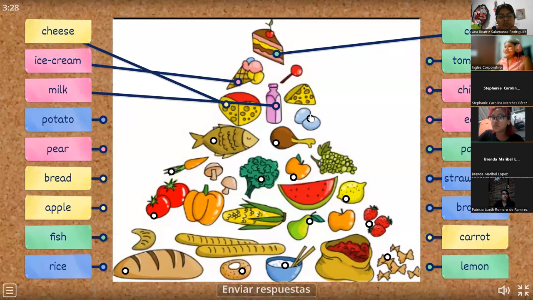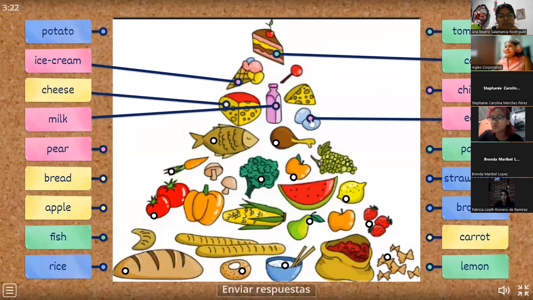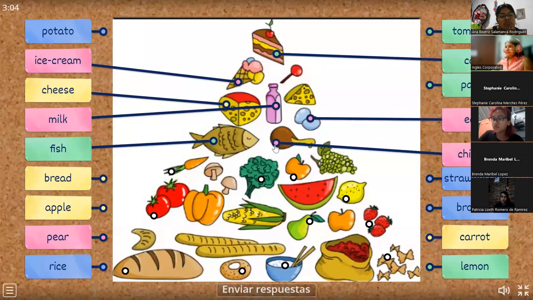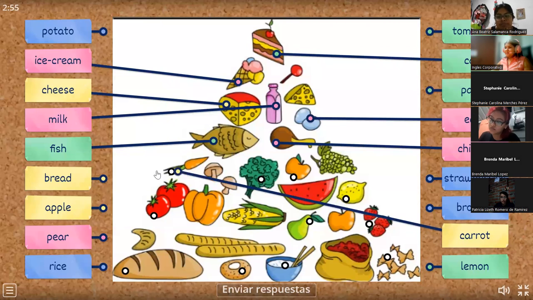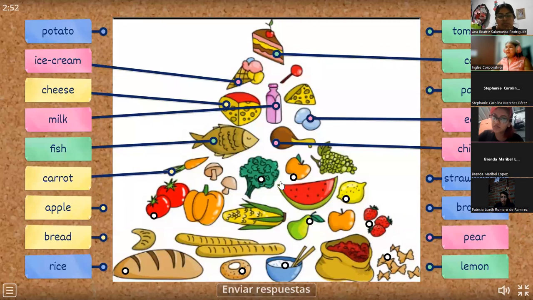Okay. This one. Eggs. Okay. This one. Fish. Good. What about this one? Chicken. Okay. Carrot. Okay. This one? Broccoli. Okay.